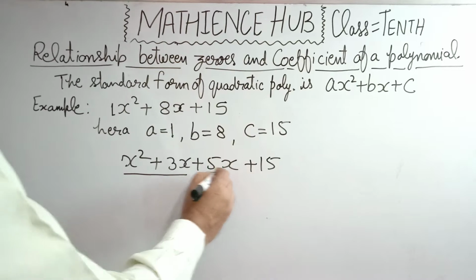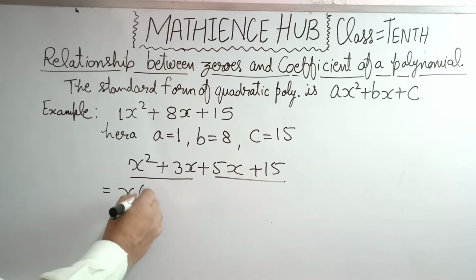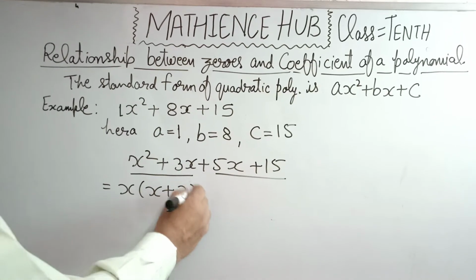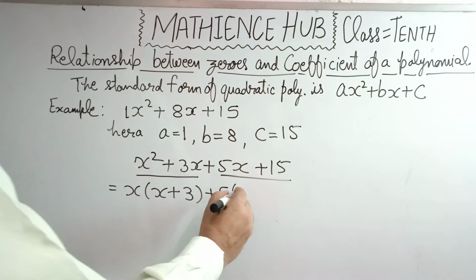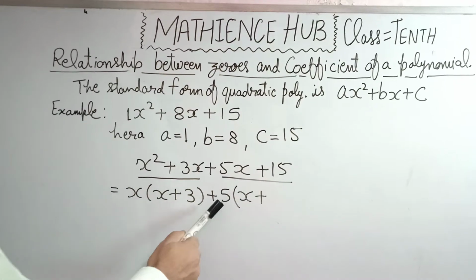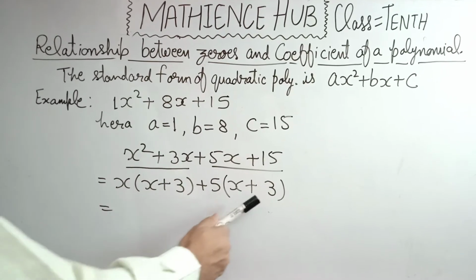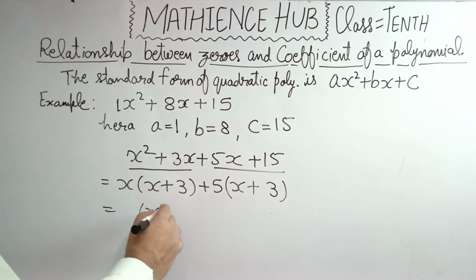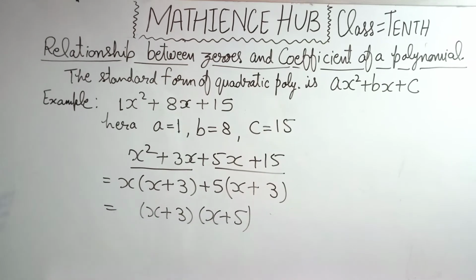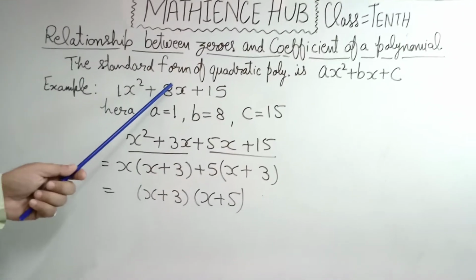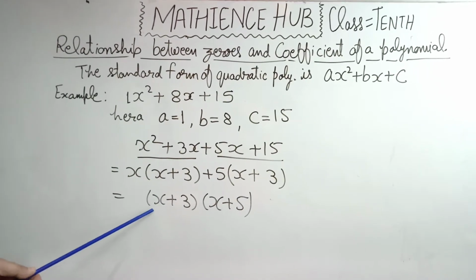Now we make pairs. In this pair the common factor is x, leaving x plus 3. In this pair the common factor is 5, x plus 15 divided by 5 is 3. The common factor is x plus 3, and then x plus 5. Here are the factors of this given quadratic polynomial. From the factors we find the zeros.